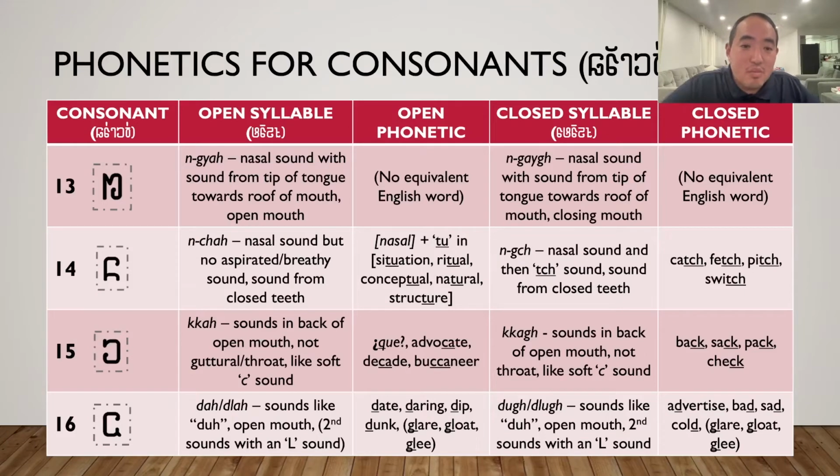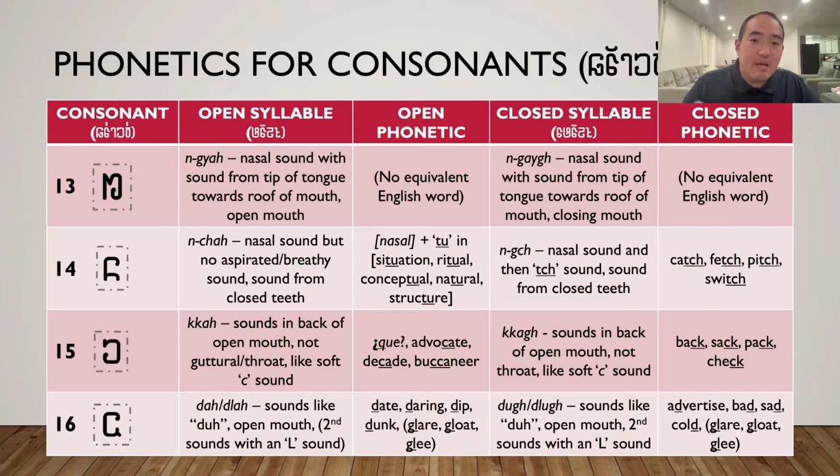Now the next one, number 13, the way to pronounce this consonant is Nya, Yag. So for the open syllable, this one is a nasal sound. Whenever you see the N on this PowerPoint, that is more specifically a nasal sound, right? A nasal sound that comes after the nasal sound should be a sound that comes from the tip of your tongue towards the roof of your mouth, of an open mouth. So it'll be ya.